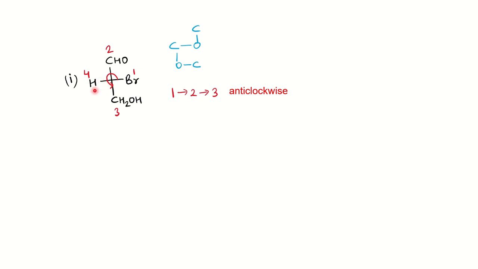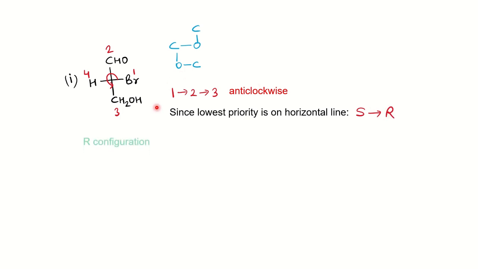Here we are solving in the same manner. So what we have to do, if your lowest priority is on the horizontal line, whatever configuration you get, you have to convert it into the other. So what does it mean? See here, you are getting anti-clockwise. If it is anti-clockwise, the configuration should be S, right? So we have written that the lowest priority is on the horizontal line, then we know anti-clockwise should be S, then we have to convert it into R. So basically, if you see the configuration of this particular molecule, it is the R configuration.